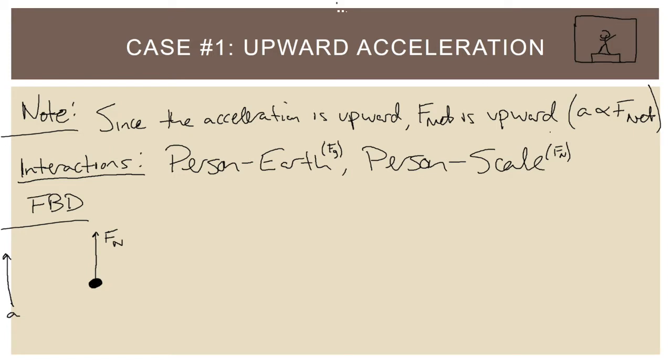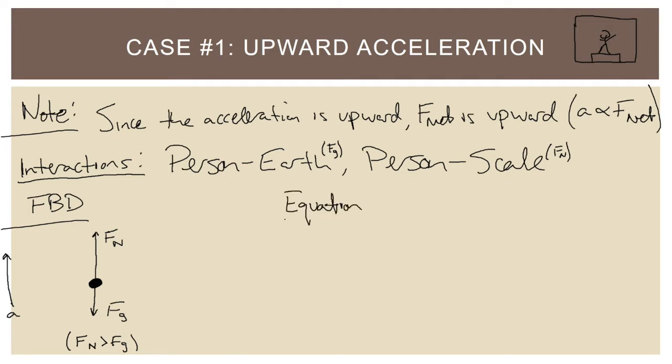And the only way the net force can be upward is if the upward force is bigger than the downward force. And so that means that we have to draw the Fg as being lower. And so let's write here in parentheses as a little note, Fn, the normal force, is greater than Fg for this case of upward acceleration.